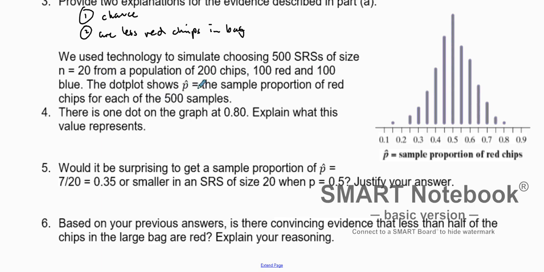The dot plot shows p hat, the sample proportion of red chips, for each of the 500 samples. If you did this repeatedly, and let's assume that p was actually 50%, and we just randomly chose from the population, there is 1 dot on the graph at 0.8.